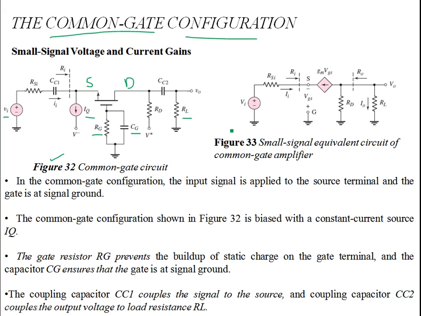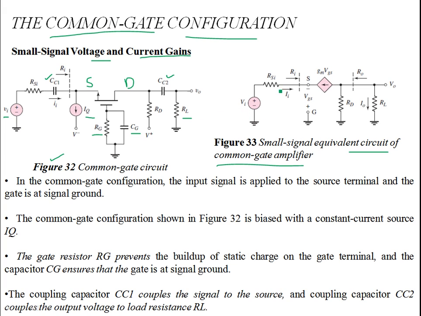So then again, in order to evaluate the important small signal voltage and current gains, you have to consider the small signal equivalent circuit as we have done before. So this is the small signal equivalent circuit of the common gate amplifier. So once again, we ignore all the capacitive reactances for CC1, CC2, and CG. So ignoring all these capacitive reactances, we have this input Vi.